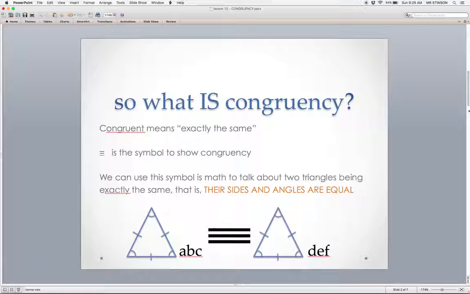We can use this symbol in maths to talk about two triangles being exactly the same. That is, that their sides and all their angles are equal. So below you can see that triangle ABC is congruent to triangle DEF, and I've marked in that the sides are equal and that their angles are also equal.